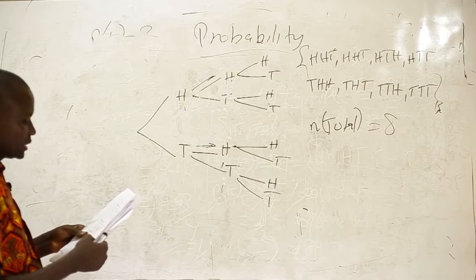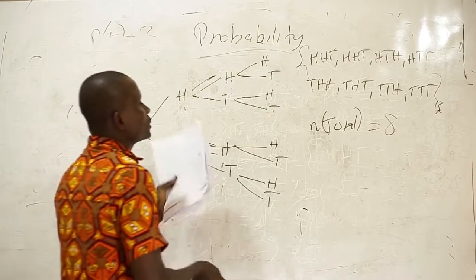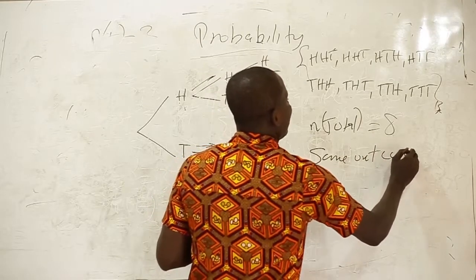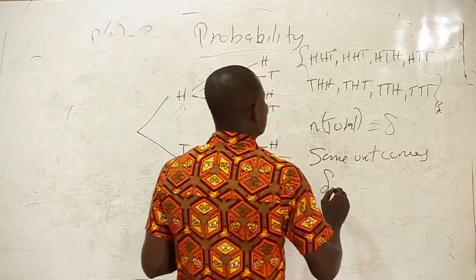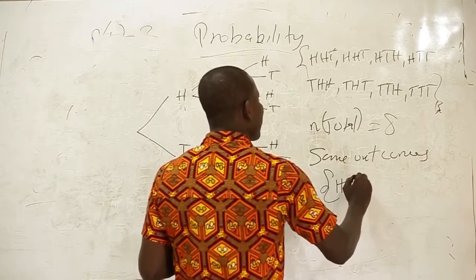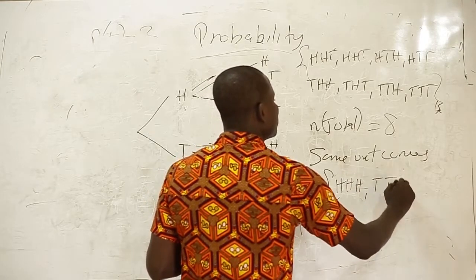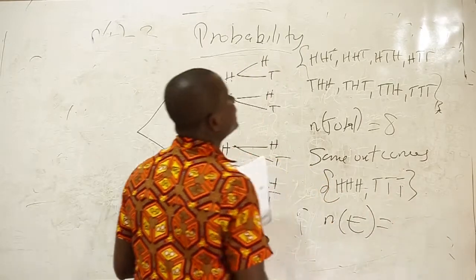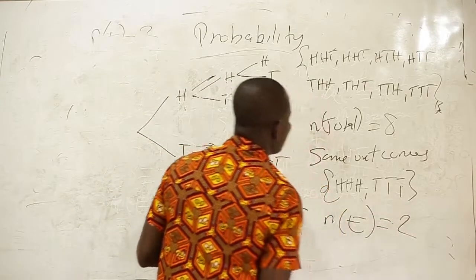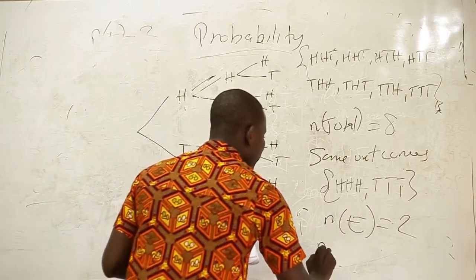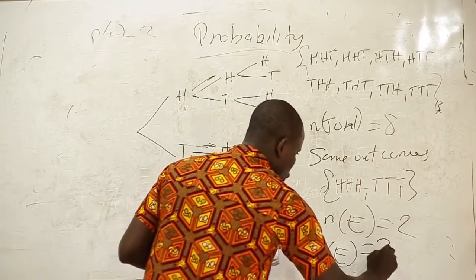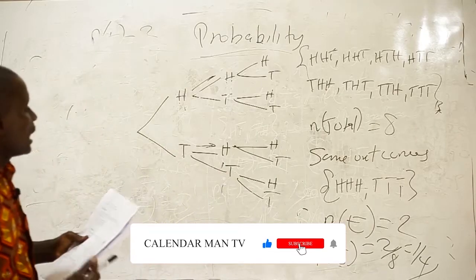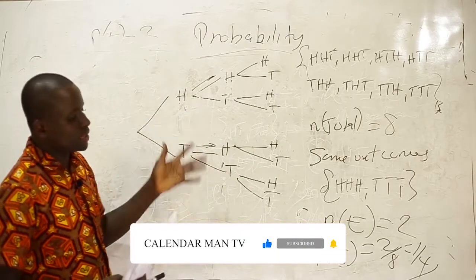So let's see the question he's asking. He says same outcomes. So same outcomes is what? It's either head or tail. So in this case, n event or n same outcome is equal to what? It's equal to 2. So P event will be 2 over 8, which is 1 over 4. I believe you are following how I extracted this one.